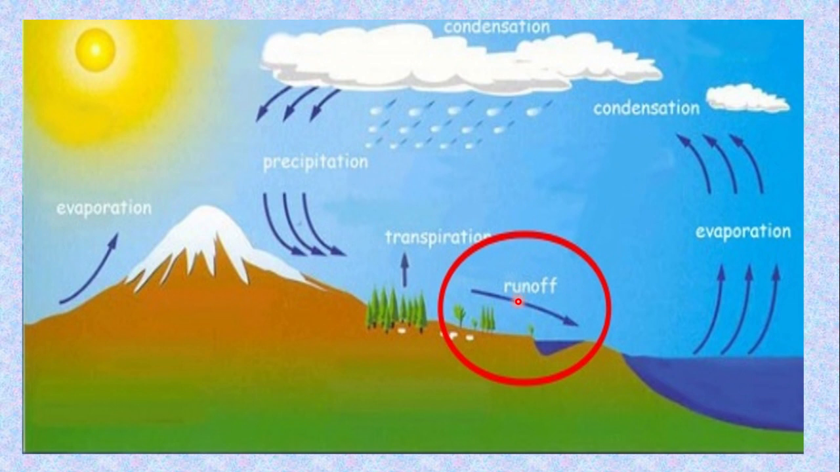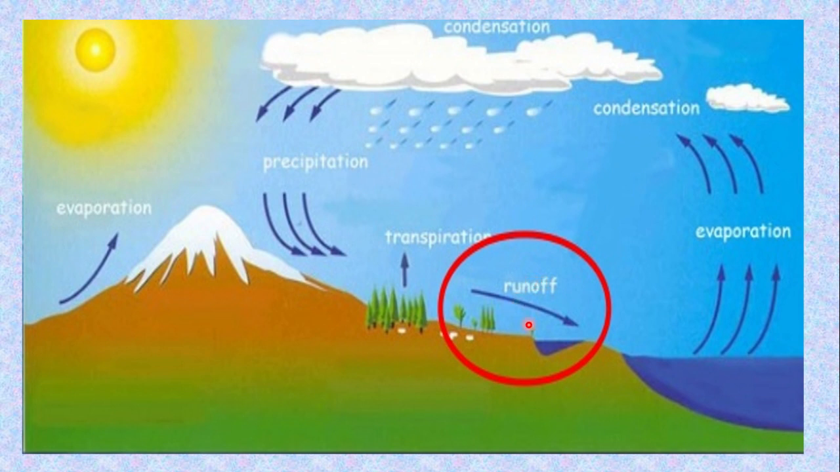So in this cycle, what you have noticed is that water is being cycled between the ocean, atmosphere, and the ground or the land through different processes. What are these? These are evaporation, condensation, precipitation, transpiration, and runoff.